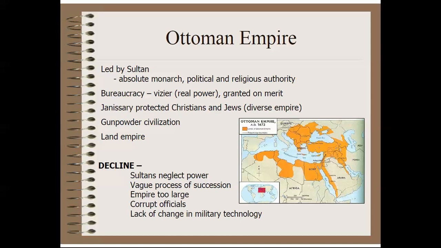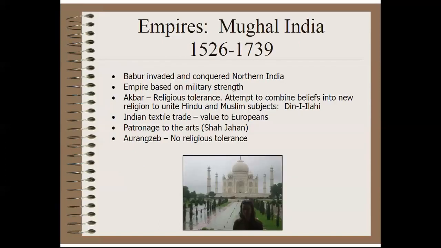The Ottoman Empire is going to decline slowly. The sultans will neglect power. There'll be vague processes of succession. There'll be harem politics. The empire was too large, with corrupt officials and a lack of change in military technology. Once the Janissaries become the dominant military force, they don't want to give up the power they have.